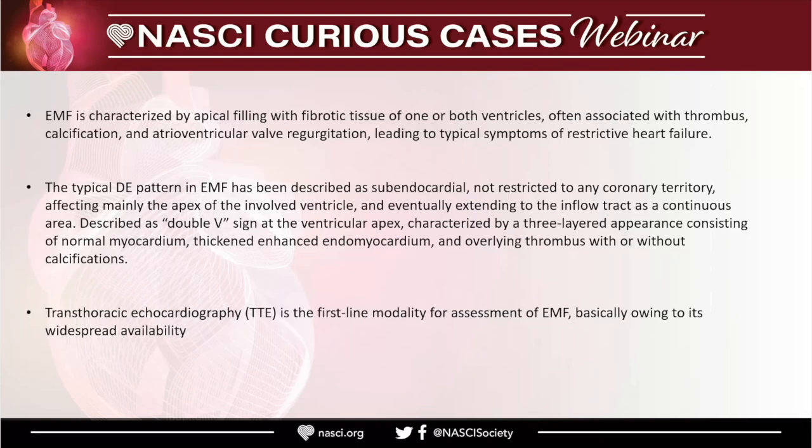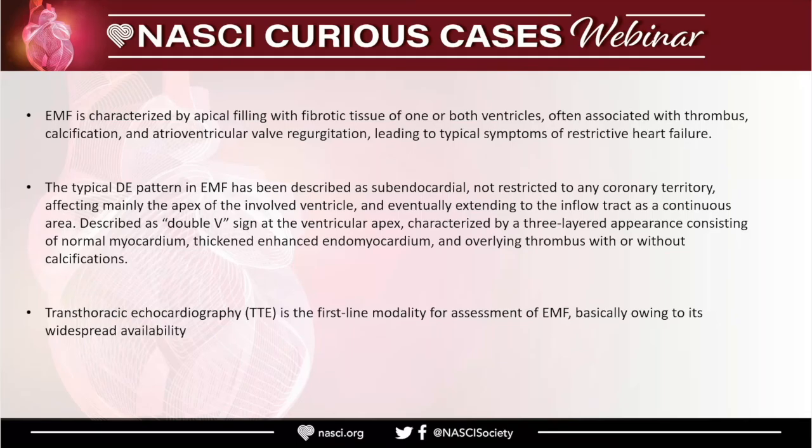Imaging wise, if we are able to diagnose it nicely on our MR and give a prompt diagnosis, it can help the treating physician. It's characterized by an apical filling of fibrotic tissue involving one or both ventricles. Along with this fibrous tissue, there's a thrombus that forms overlying the fibrous tissue, and then there's involvement of the valves resulting in valvular regurgitation.